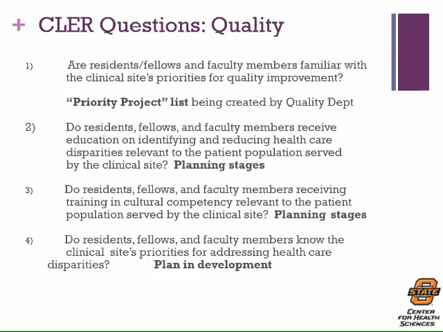and then I'm in charge of the quality component. So the things that they'll ask regarding quality, from what I've read from other institutions, are: are our residents, fellows, and faculty familiar with the clinical site's priorities for quality improvement? The quality department is developing a priority project list, which will be sent out so that you will have that information. And the rest of it is all in the planning stages because they really didn't have those requirements with the AOA previously.